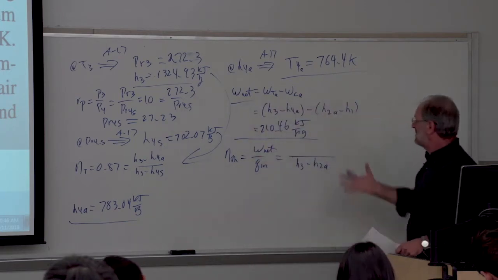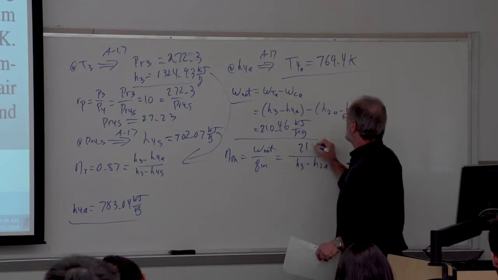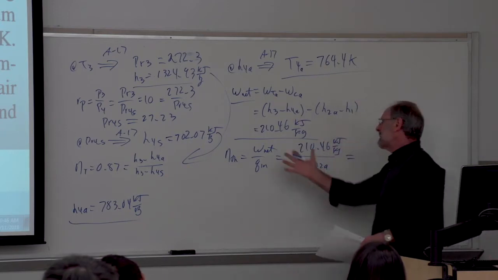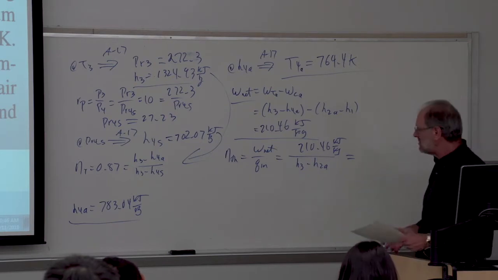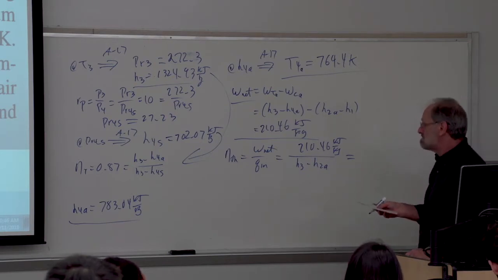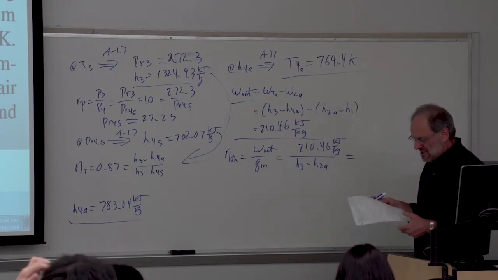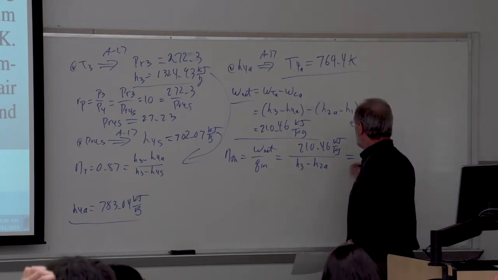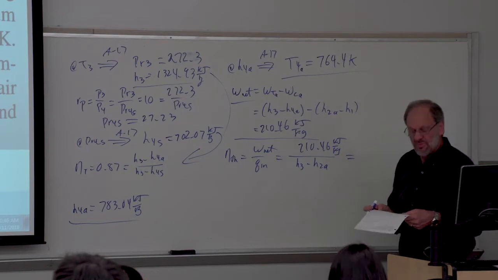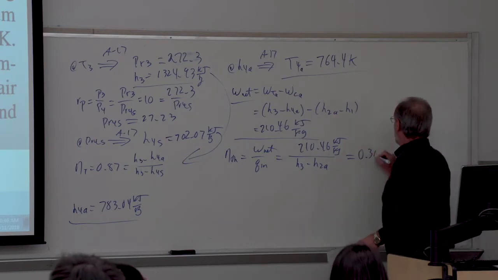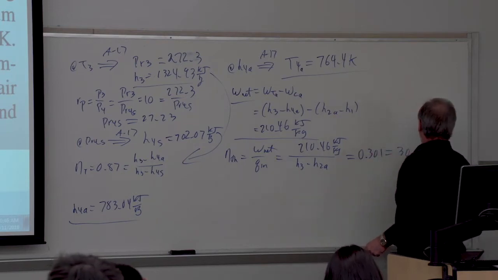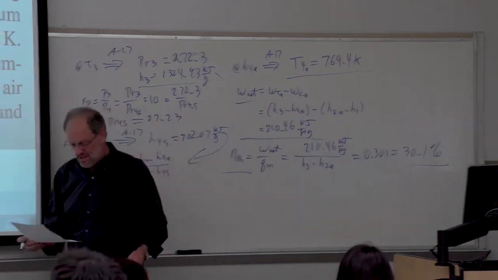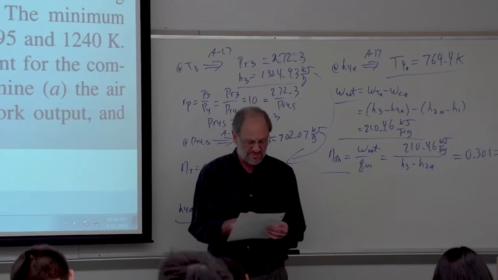And last but not least, we just plug the numbers in from above. Again, I'll let you plug in H3 and H2A. The heat input can be calculated. It's actually 698.3. But if we plug in the math, we end up with 0.301. Or if you prefer, you can write it as a percent, 30.1%. And that's this example problem.